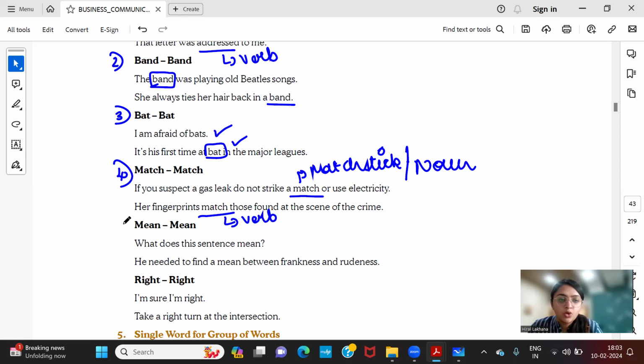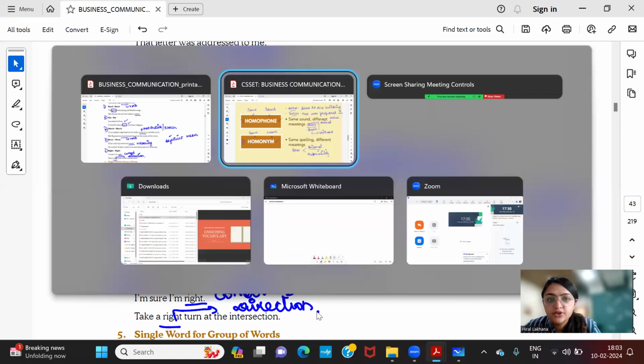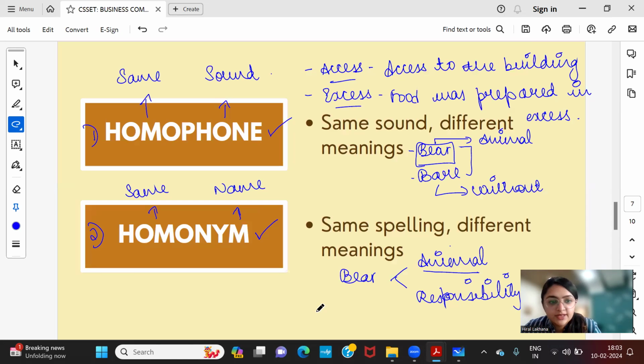Last two examples for homonyms are mean and mean. What does this sentence mean? This means what is the meaning of the sentence. He needed to find a mean between the frankness and the rudeness. And we can also use it as the adjective mean. The teacher was mean to the student or the student was mean to the teacher. So this is also possible. And next up, right. One right means correct, and the other right is a right turn, which is used for direction. So this way we have the concept of homophone as well as homonym.